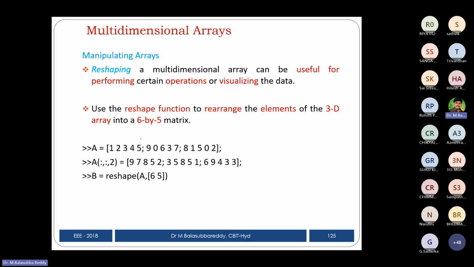Now you can see, for example, A consisting of this data in the first page. Let us assume that A has 1, 2, 3, 4, 5 in the first row, then 9, 0, 6, 3, 7 in the second row, and similarly there is a third row as well. So now what is A? Here all rows, all columns, comma, first page, that is equal to this data. So whatever we are representing, this is the A, and it means first page.